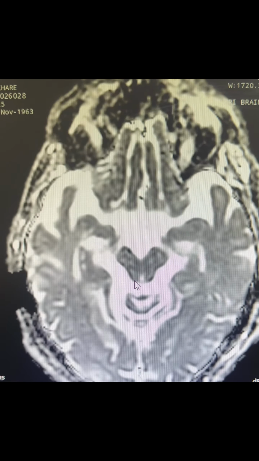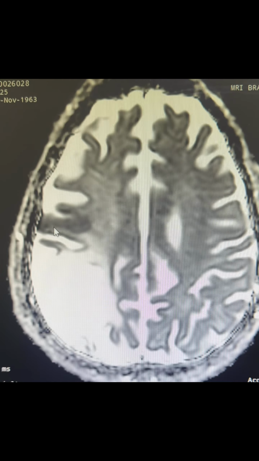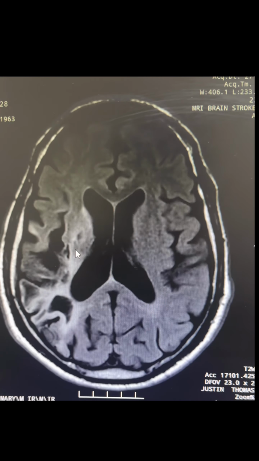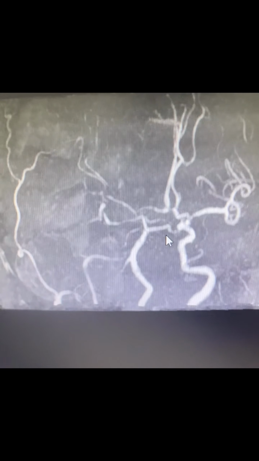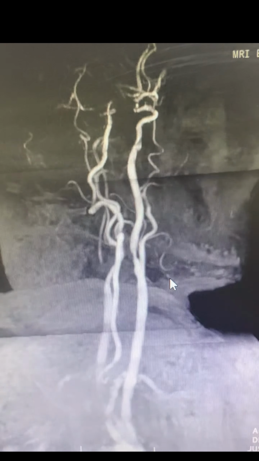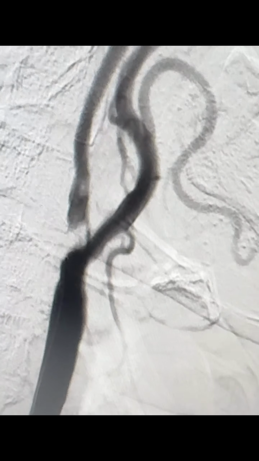MRI was showing an acute infarct in the right MCA territory and a very old infarct with chaotic changes, and FLAIR was also showing the same, with a very large gliotic area and new stroke. MR angiogram was showing faint flow in the right ICA. MR angiogram of the neck failed to show the origin of the right ICA, and the flow across the right ICA was very faint. And we proceeded with the DSA.